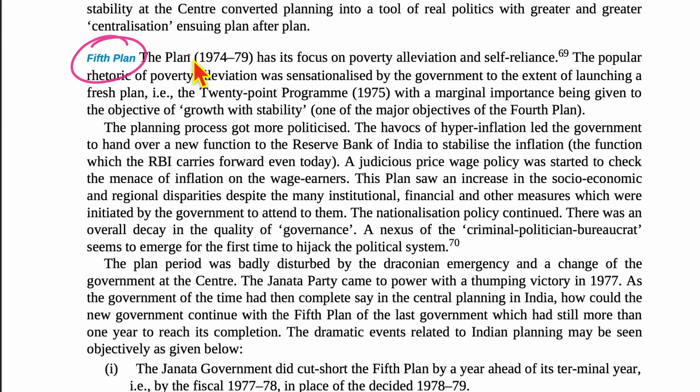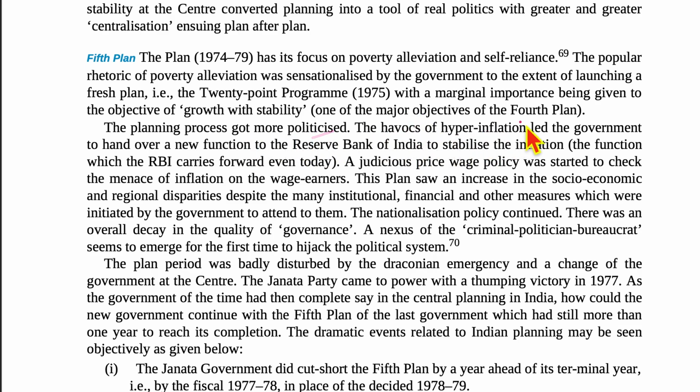Now, the fifth plan, that is from 1974 to 79, had its focus on poverty alleviation and self-reliance. The popular rhetoric of poverty alleviation was sensationalized by the government to the extent of launching a fresh plan, that is the 20-point program, in 1975, with marginal importance being given to the objective of growth with stability, one of the major objectives of the fourth plan. Now, the planning process got more politicized.